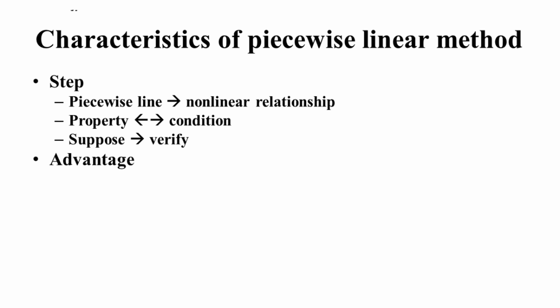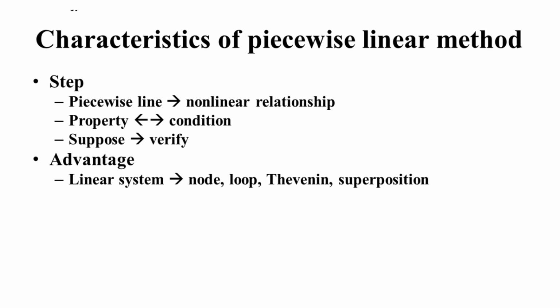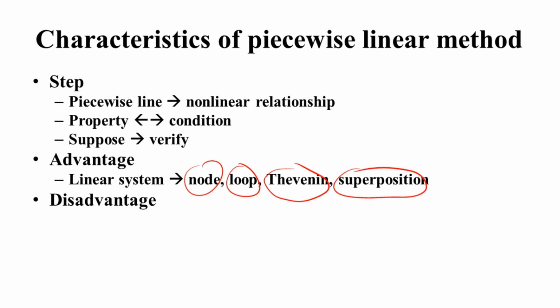The advantage of this approach is that if you know which line it works exactly, then for the line it is a linear system. So the methods such as the node method, the loop method, the Thevenin theorem, and the superposition theorem can be used without any taboo. But it also has shortcomings.